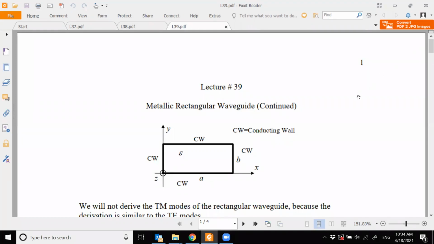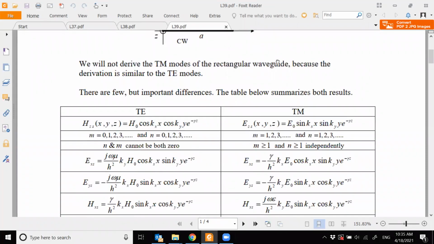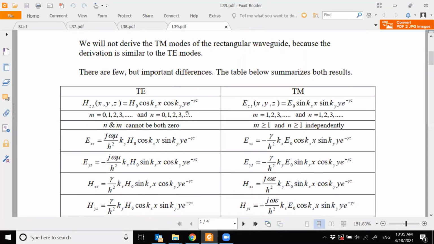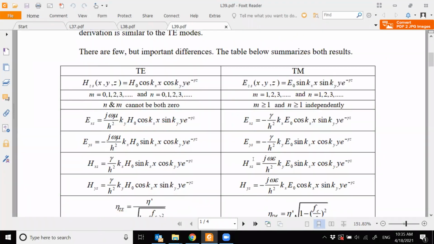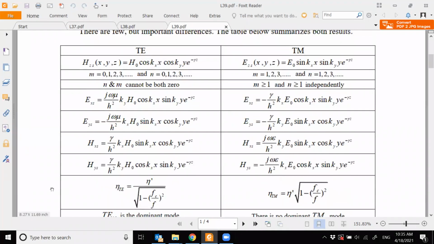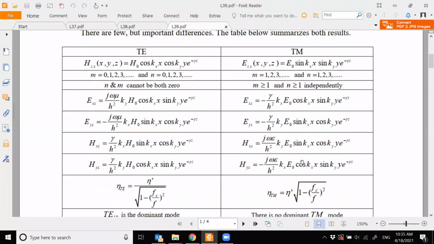So for the TM case, we will not derive, but we will just do a comparison and see where the changes are. So if you see here, this is what we are doing in my lecture number 39, that we will not derive for the TM modes of the rectangular waveguide because it is similar to the TE modes. But here we have just summarized them. So this is the summary of the TM modes, and we will compare it with TE modes. So let's do the comparison.